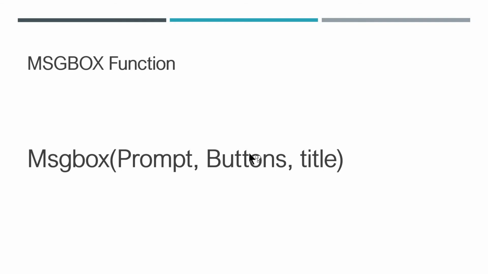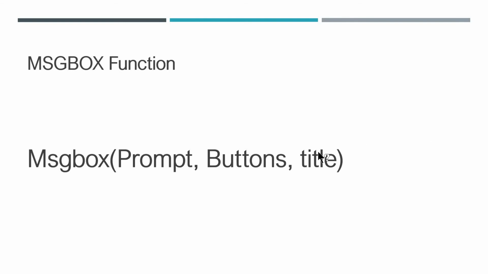Coming to buttons, it is one of the optional parameters. It will take the numbers from 0 to 5, and each number will provide a button. Suppose I take the number 0, then this will display only the OK button. If I take button number 1, it will display two buttons, OK and Cancel. If I take button number 3, it will display three different buttons: Yes, No and Cancel. If I take button number 4, it will display Yes and No.